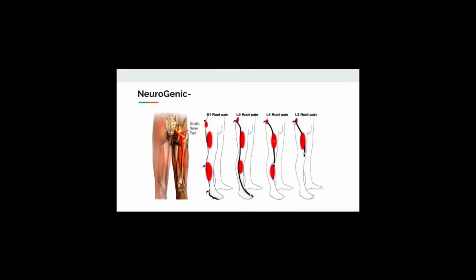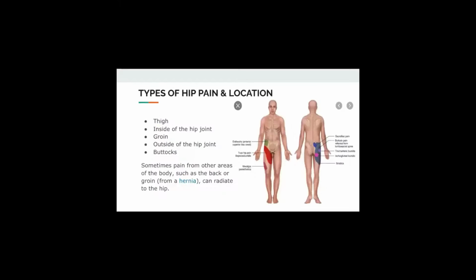Just so you know, different levels of your lower back radiate to your legs. So you may think that you have a hip issue, or a calf, ankle or knee problem, but it may be more of a neurological nature, which is a pinched nerve.